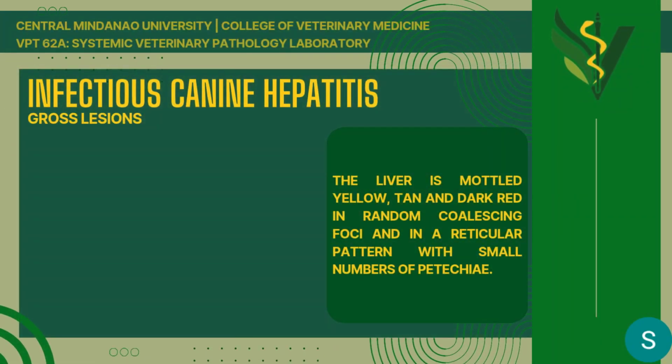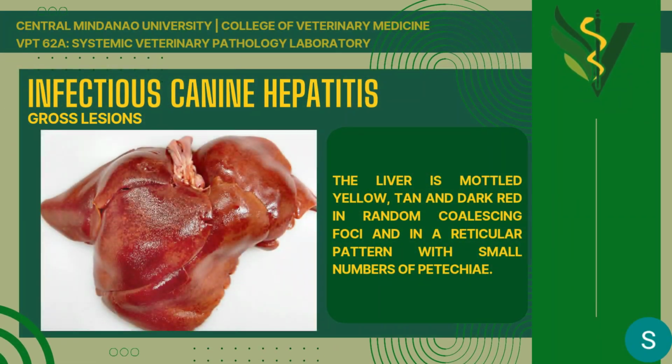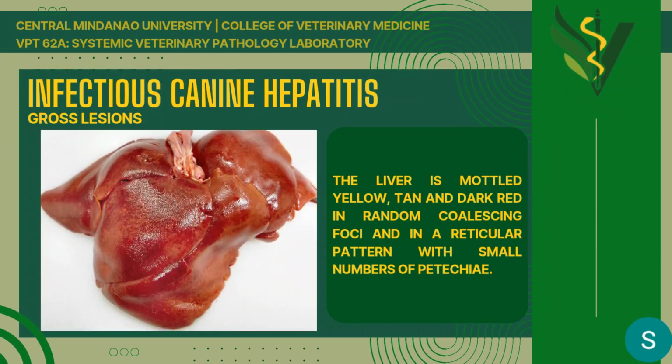So in this image, we can see the mottled yellow, tan, dark red appearance of your liver. So it is because of the alternating areas of necrosis caused by your cell death and hemorrhage caused by vascular damage.